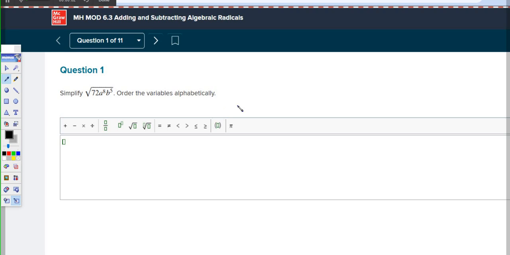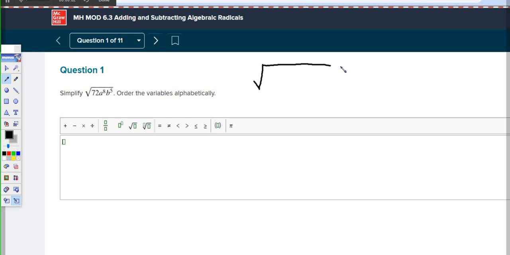We're first going to take a look and review simplifying a radical expression. And then we'll take a look at adding and subtracting algebraic radical expressions. So here we have the square root of 72 a to the 8th b to the 5, and I'm looking for pairs and perfect squares.